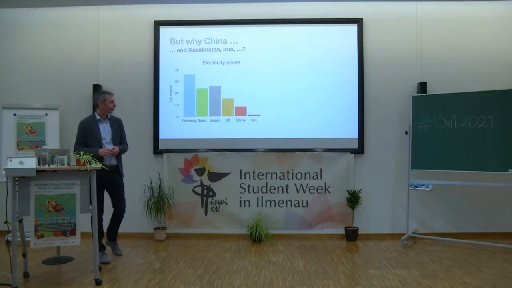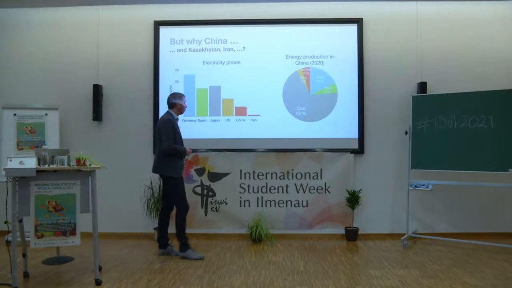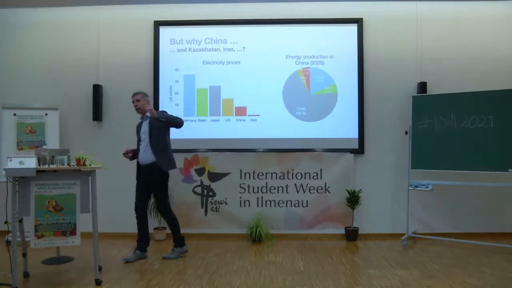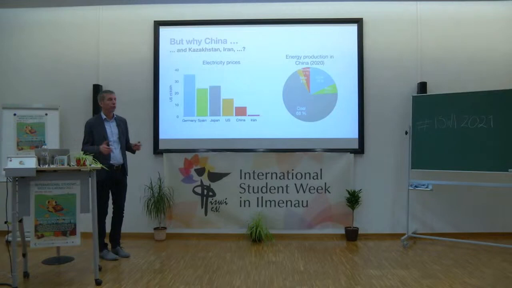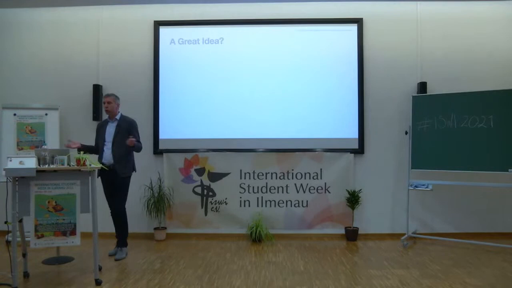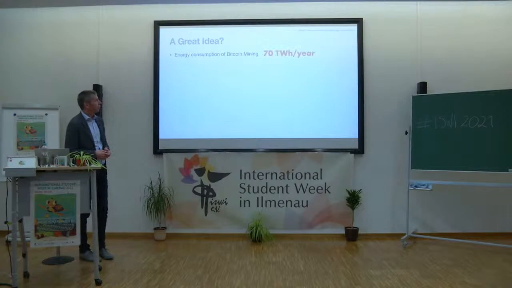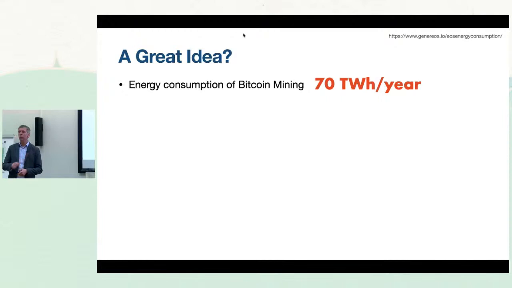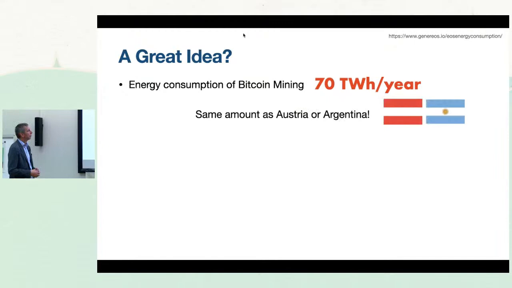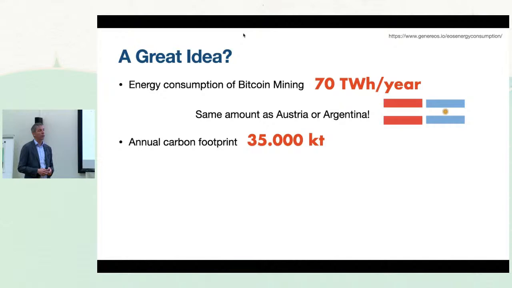That's actually not a problem, but remember what I've shown before. Most of this stuff here is done with coal. In the Inner Mongolia region of China, they have a lot of these coal power plants, and they produce very cheap energy, and they use it for Bitcoin. So you could ask, is this still a great idea? Again, I have some numbers. The energy consumption of Bitcoin mining is 70 terawatt hours per year. It's the same that we need to run the internet. So you can decide which is more relevant, more important. By the way, it's the same amount as Austria or Argentina. The annual carbon footprint of Bitcoin mining is 35,000 kilotons of carbon, and that's the same amount as New Zealand in 1 year.